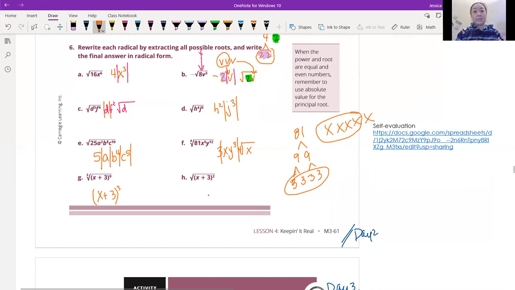If you take a look at this one, we have x plus 3 squared, and the square root of that. Well, the square and the square root cancel each other out. So we get x plus 3. Remember, the result always has to be positive, so we have to put the absolute value in there. Okie dokies.